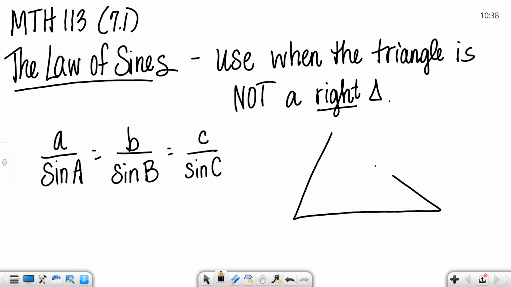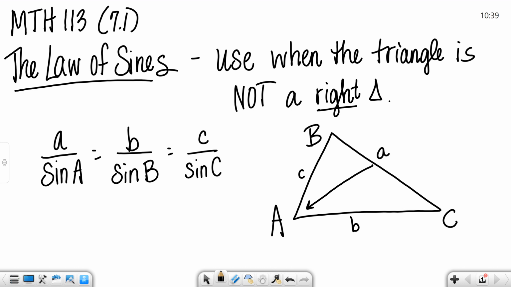And so when you look at A, B, and C, big A, big B, and big C all represent angles. Little a, little b, and little c represent the sides that are across from that particular angle. So notice that little a is across from angle A. And you could say the same for little b is across from angle B, and little c is across from angle C.